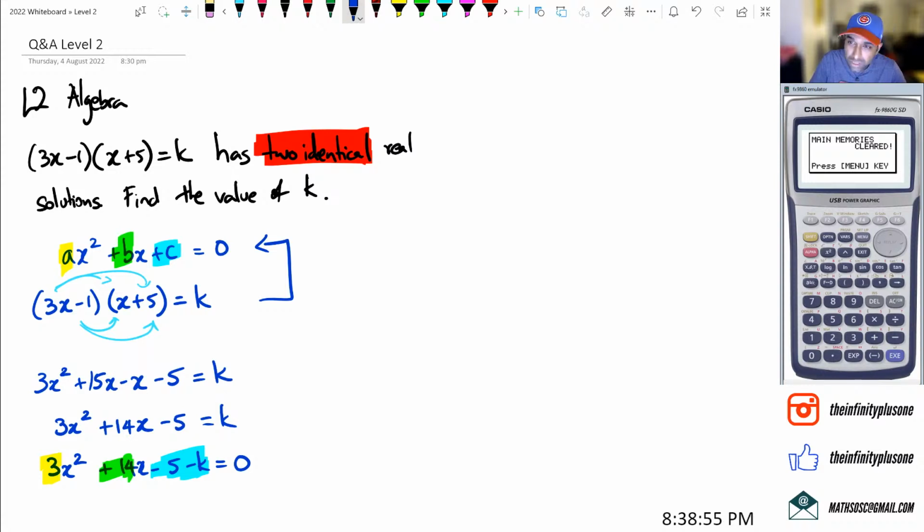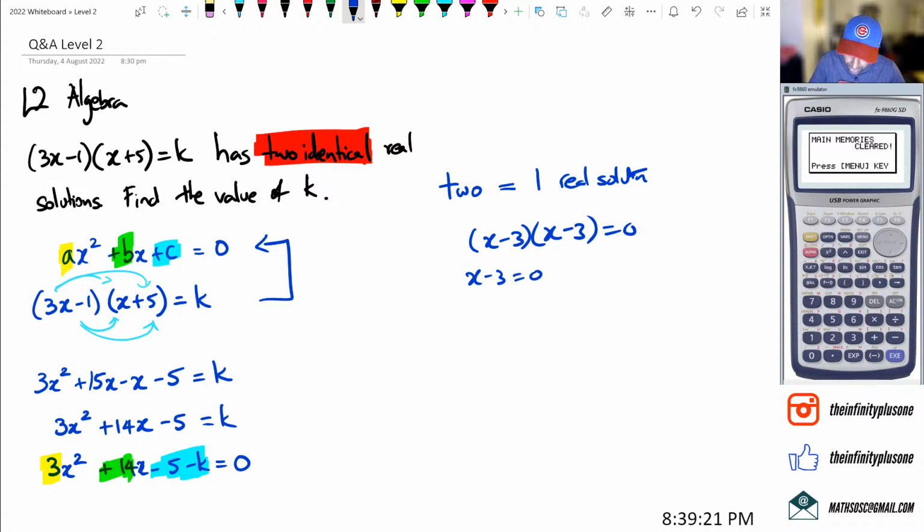Okay, so two identical real solutions is the same thing as saying one real solution. And what do I mean by that? Let's think about it like this. If I have x minus 3 and x minus 3 is equal to 0, I've actually got two brackets where both of them are the same. So x minus 3 equals 0, or x minus 3 is equal to 0. So in my first case, x equals 3, x equals 3.